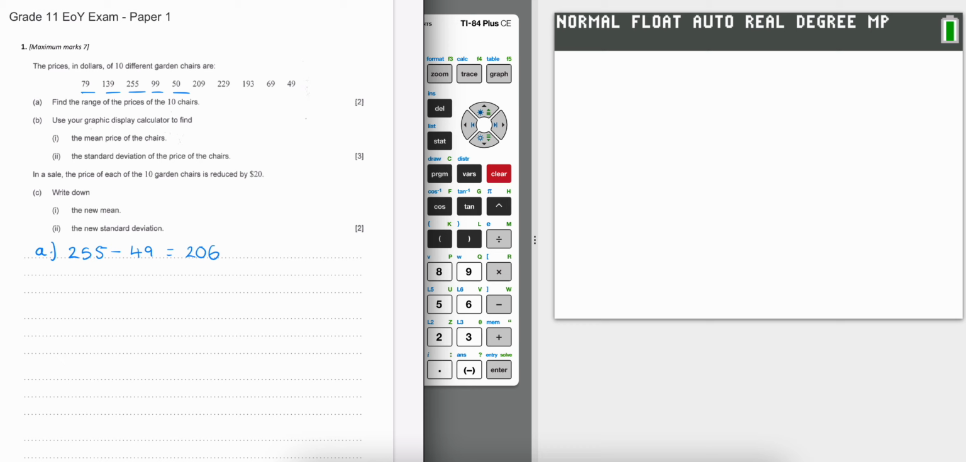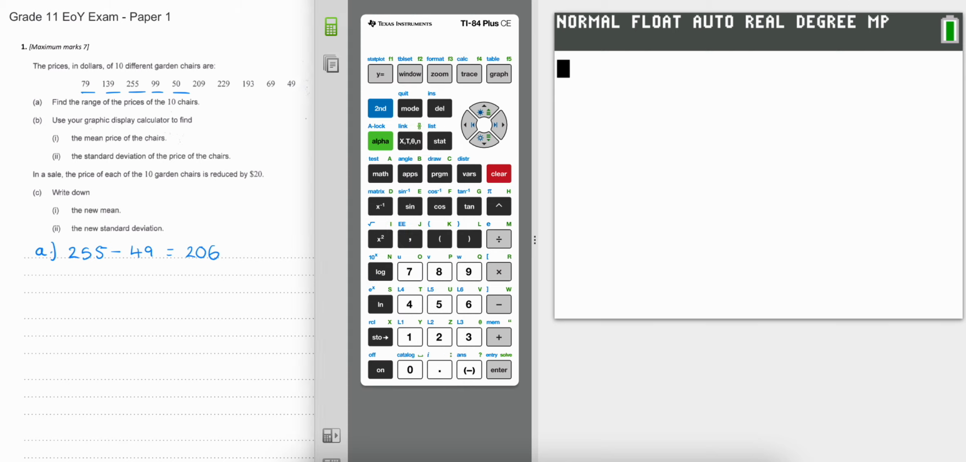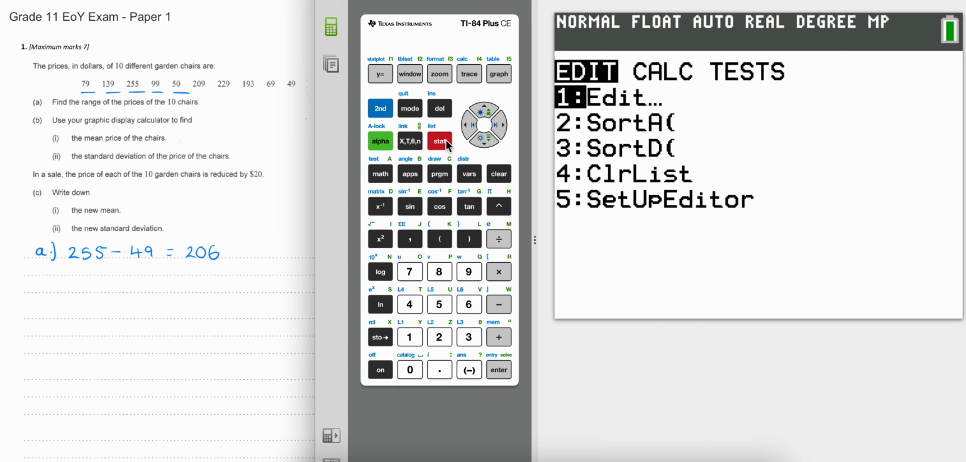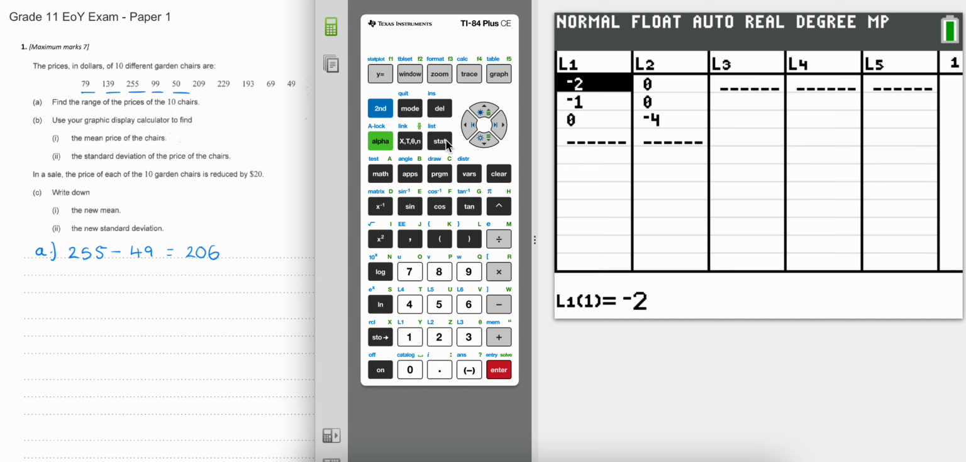And then the next part of the question, part B, says that we need to find the mean price for each of the chairs. So the easiest way of doing this on your TI-84 is to go into statistics, and we're going to edit the data. So if you have anything in there, just make sure that you clear it. So if you go up and then you press the clear button, then that will clear the column for you. And we're going to type in our data.